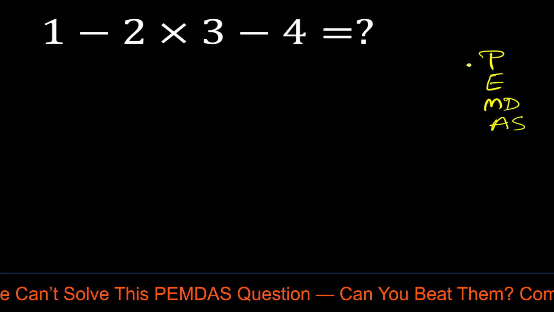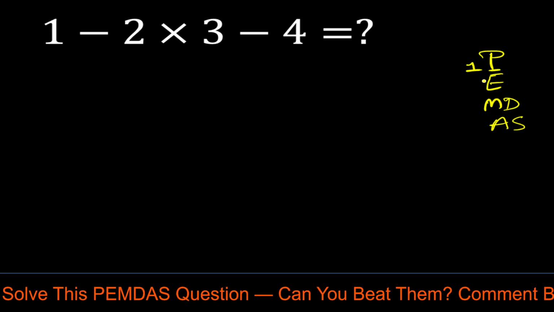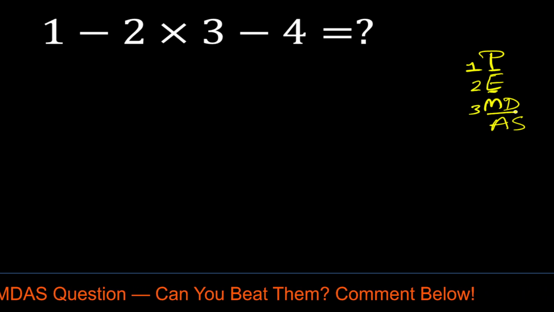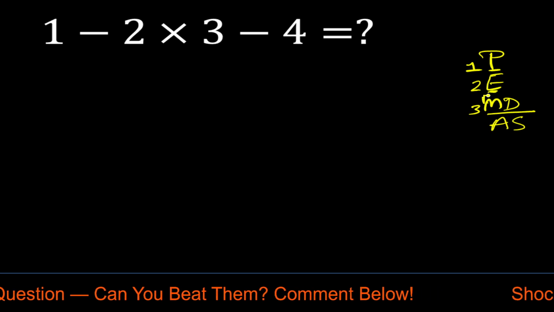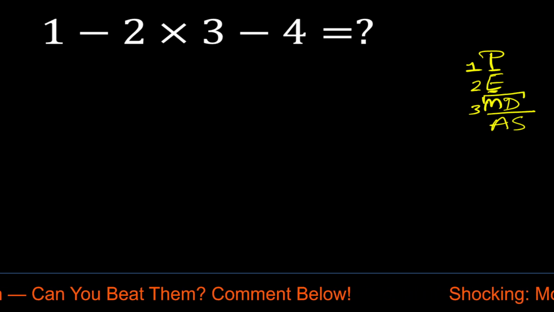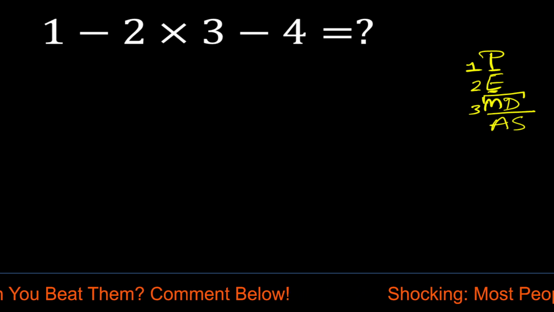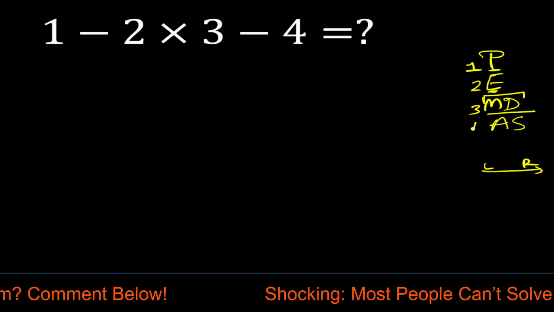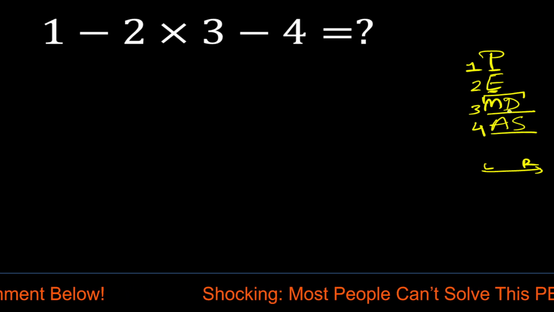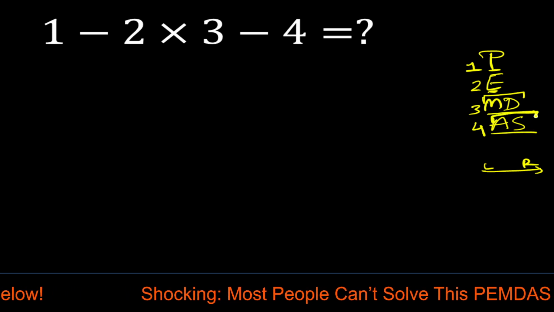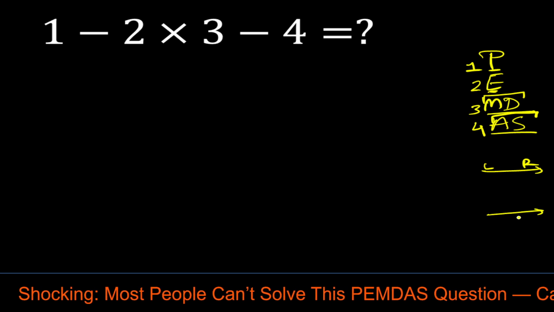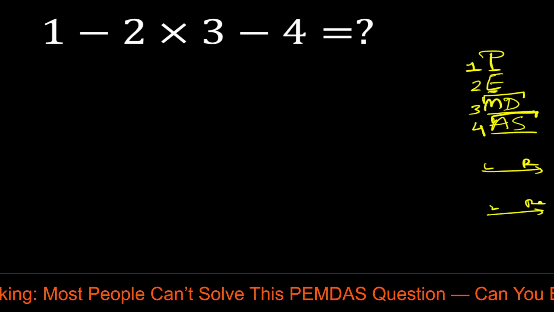According to the PEMDAS rule, first priority is parenthesis, then second priority is exponents, then third priority is multiplication and division. Here multiplication and division both have equal priority, so we have to solve it from left to right. Then the fourth and last priority is addition and subtraction. Also addition and subtraction both have equal priority, so we have to solve it from left to right.